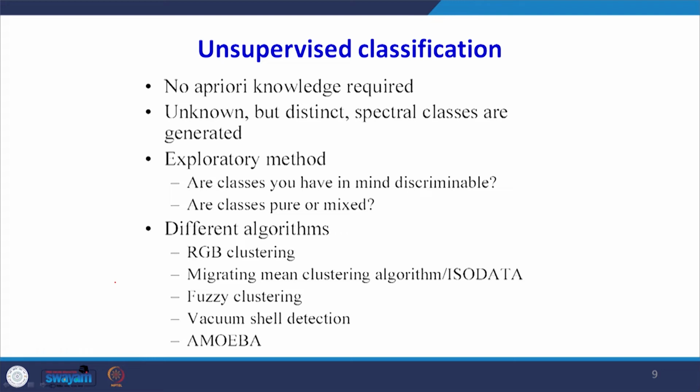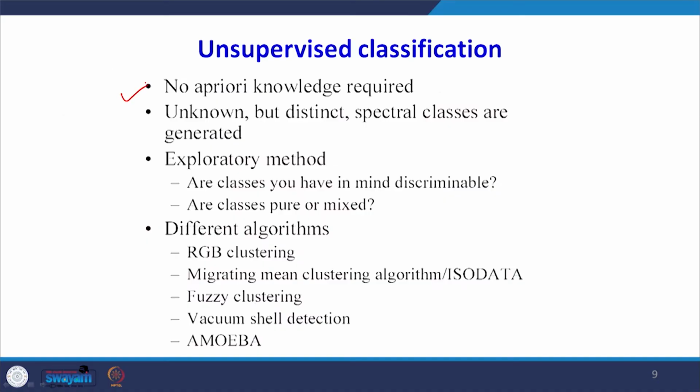So, the best thing in this unsupervised classification technique is that you do not require prior knowledge of the ground, whereas in the supervised method prior knowledge is required because of the training input data. So, no prior knowledge is required for the area which you are going to classify, and the unknown spectral classes are generated.